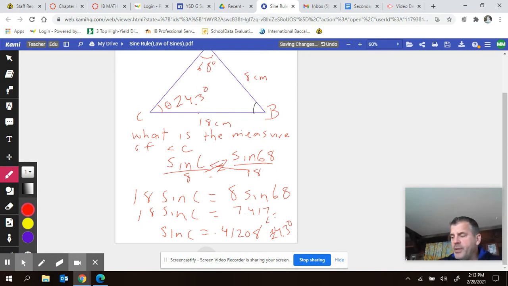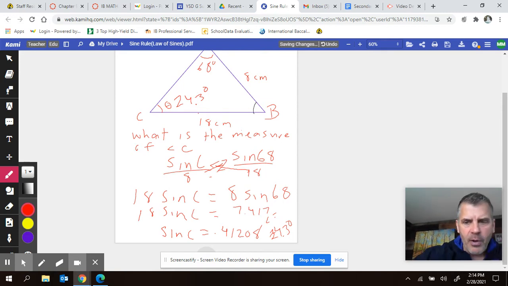So we could actually continue this, and if we wanted to, we could find the measure of angle B, and then we could use the law of sines again and find the opposite side of angle B if we wanted to. That's actually called solving the triangle. I don't know if this text necessarily does that, but just know that that also can happen within these problems.